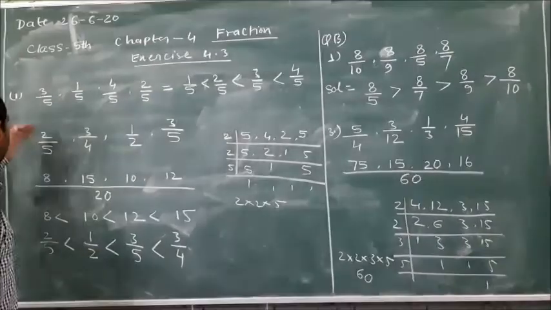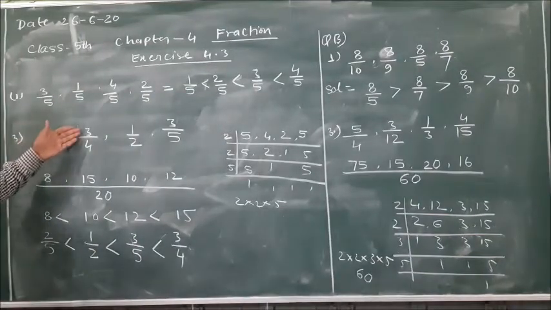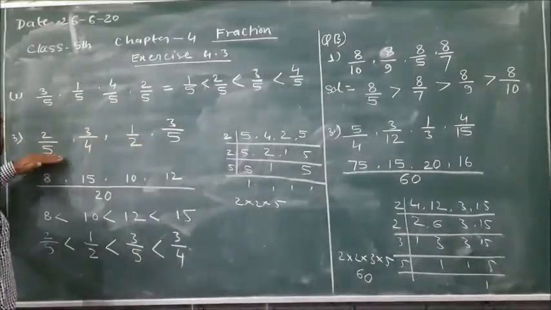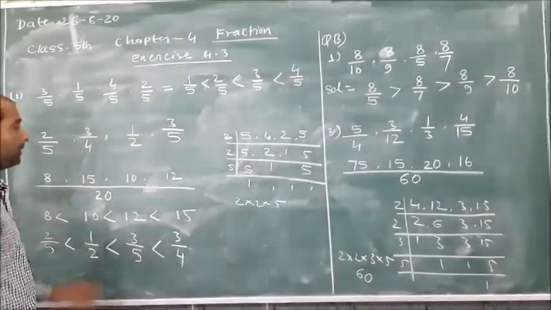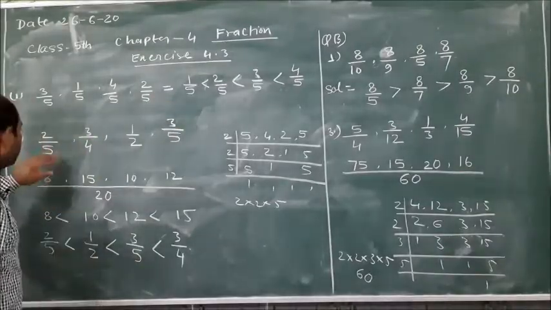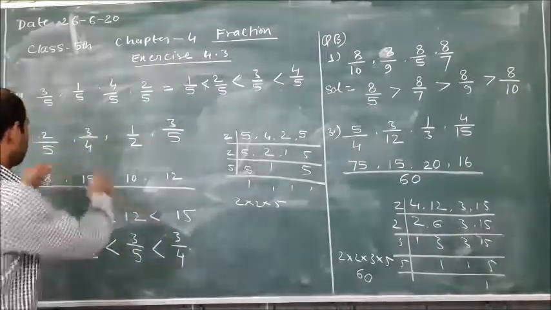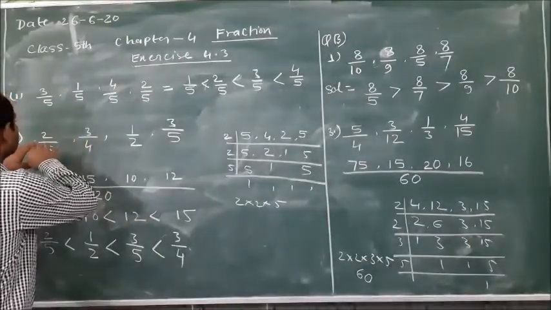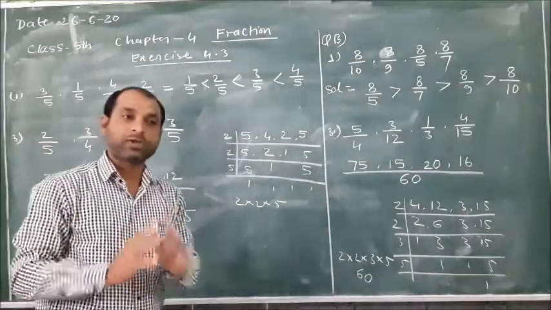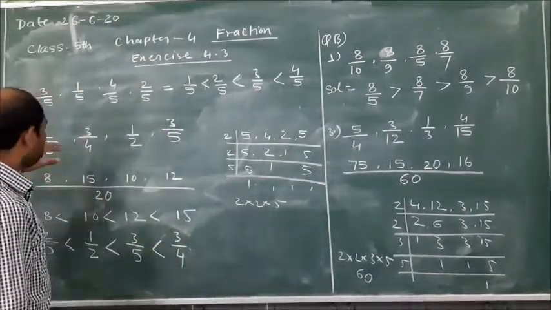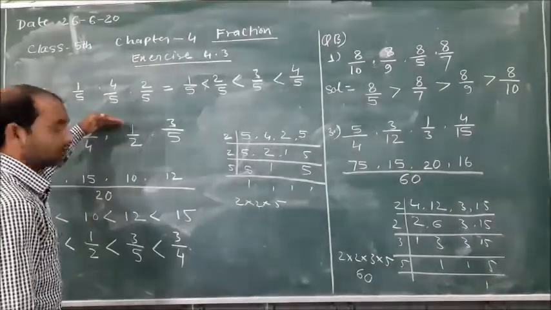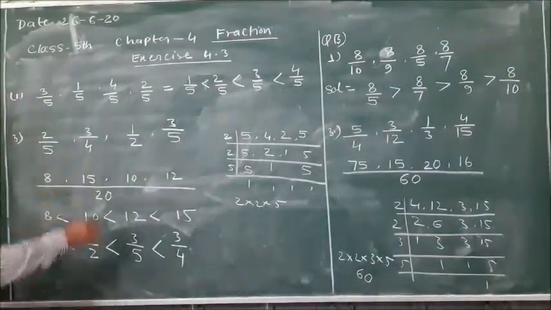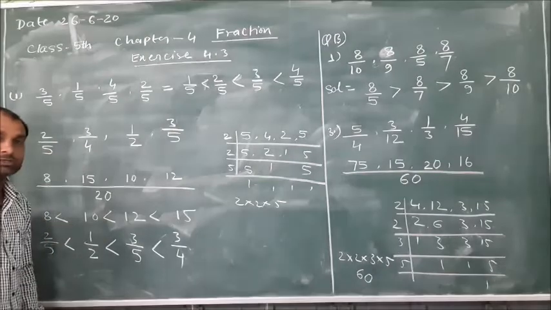Now the next question. The third question is 2 upon 5, 3 upon 4, 1 upon 2 and 3 upon 5. Here 4 fractions are given, but all these fractions are not equal. Means denominators are unequal and numerators are also unequal. So how do we solve the question?